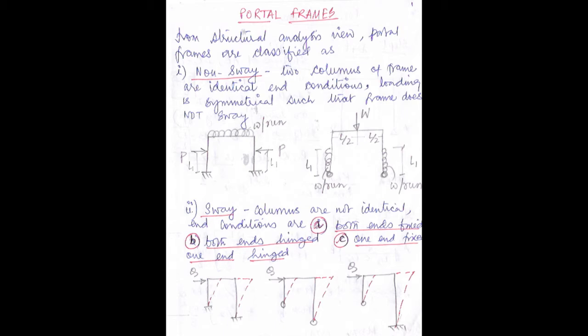Now let us have a look at the sway portal frame. Obviously that is just the opposite of the non-sway portal frame. In sway portal frames, the columns are not identical and the end conditions are also different. There may be 3 different end conditions. Number 1, both ends are fixed. You can see the diagram I have shown at the left one. Then the next case is both ends hinge. And the last case is one end fixed and one end hinge.